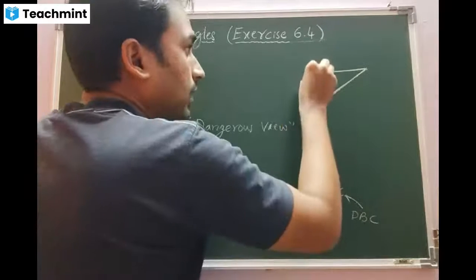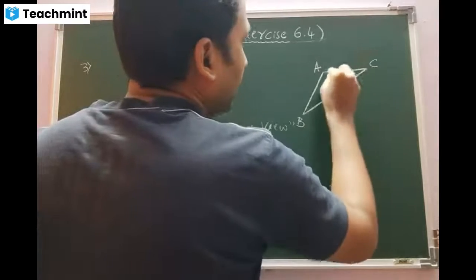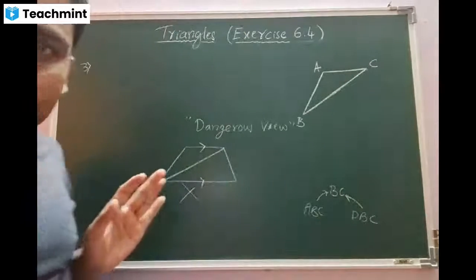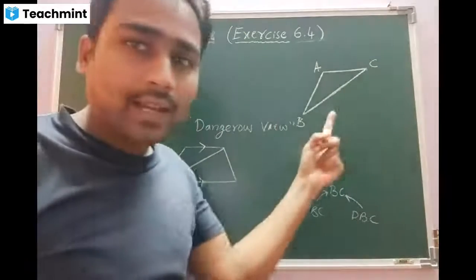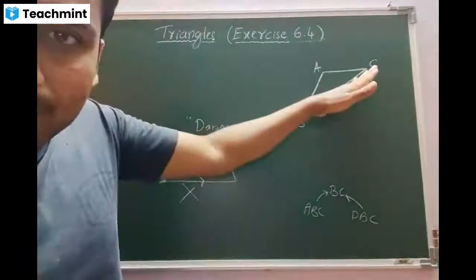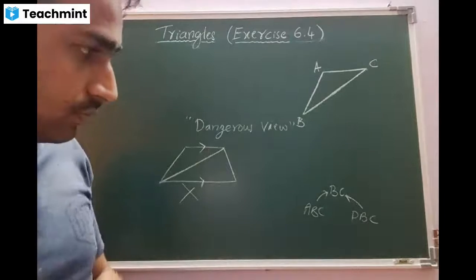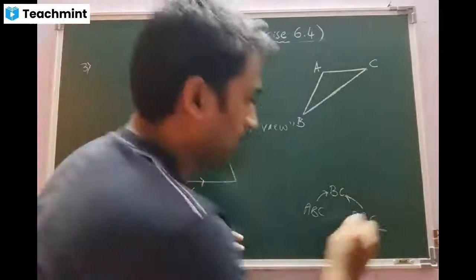I think letter A is here, B is here, and letter C is here. Am I right, beta? Yes, sir. So this is a triangle ABC with a base BC. Now with the same base BC, they are talking about one more triangle. What is that, beta? DBC, sir.